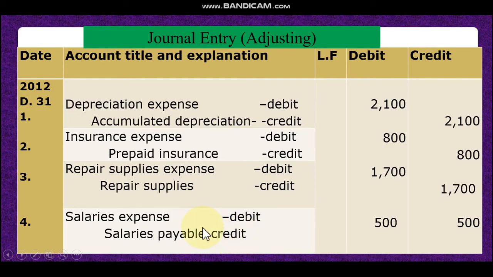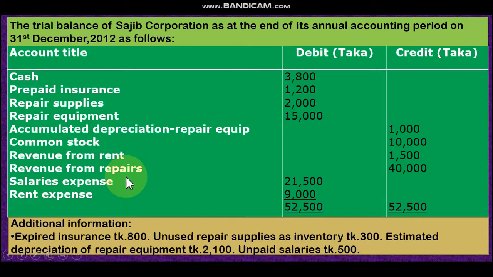Dear student, this is the format of the journal. All of you know that for preparing a journal we need 5 columns: date, account title or explanation, LF, debit taka and credit taka. Look at the first transaction: expired insurance taka 800. Look at the question. We have prepaid insurance 1200. Out of that 800 expired. That means insurance expense occurred 800 and the rest 400 remains prepaid.